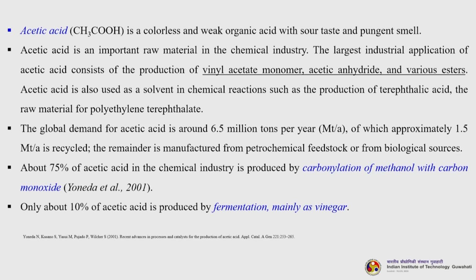The biological sources, of course, are less than the petrochemical feedstock, but as we have discussed, it has to increase. About 75% of the acetic acid in the chemical industry is produced by carbonylation of methanol with carbon monoxide. It is the chemical pathway, the chemical process. Only about 10% of acetic acid is produced by fermentation, mainly as vinegar.